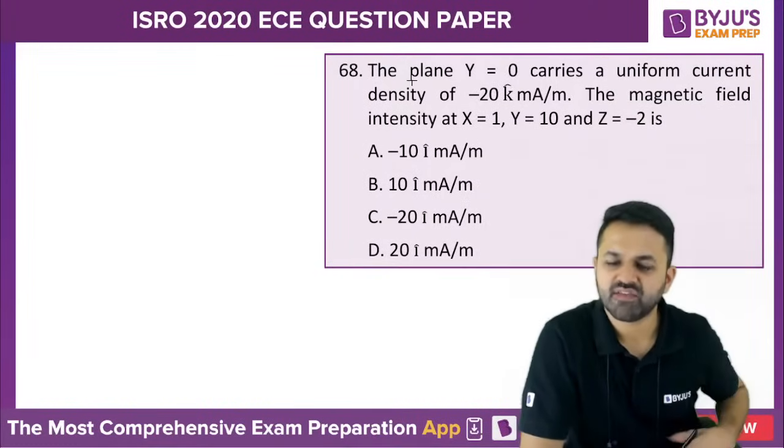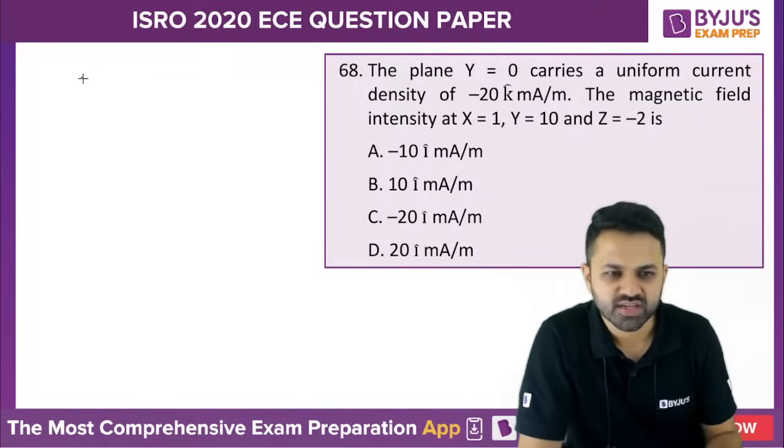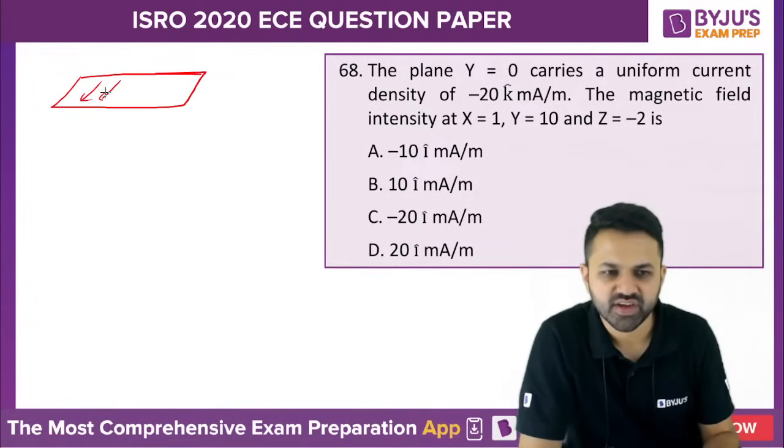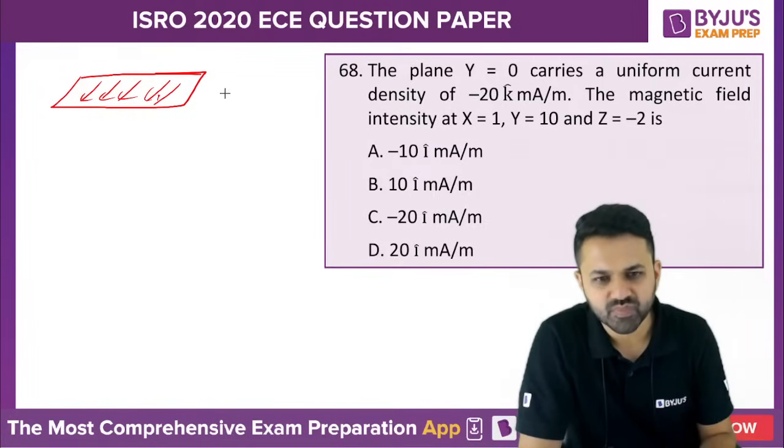Now we have the magnetic current. We have a sheet which is having the magnetic current. This is the sheet we are having, and the magnetic current is flowing, represented as K equal to minus 20.